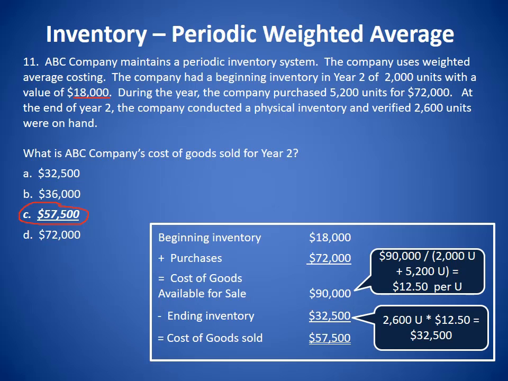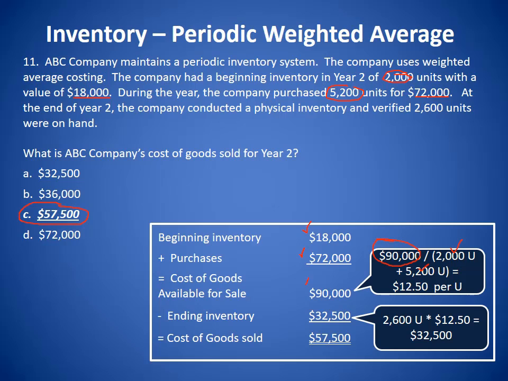Okay, we know we started out with a beginning inventory of $18,000 in terms of value. During the year, we purchased $72,000 worth of additional inventory items. Now what we're going to do is take the total cost of goods available for sale, the total dollar amount, and divide it by the total number of units that we had in beginning inventory and the number of units we purchased during the year.